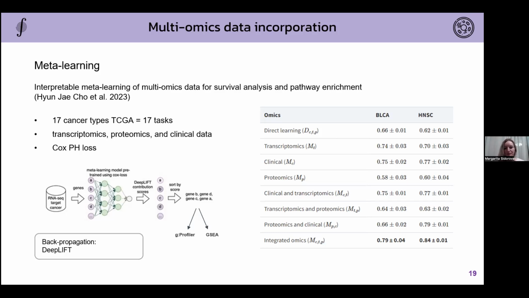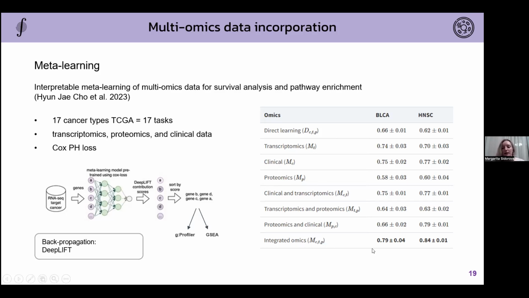That's how it works. Well, in this article, they made several models, like direct learning and different meta-learning models, for example, including only transcriptomics, only clinical data, only proteomics, and integrating, for example, all omics data sets.